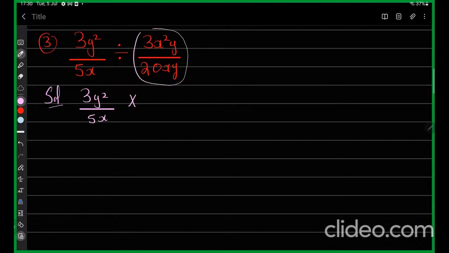Okay, this is how we deal with fractions, right? So this would become 20xy divided by 3x squared y. I repeat, the red is the question.